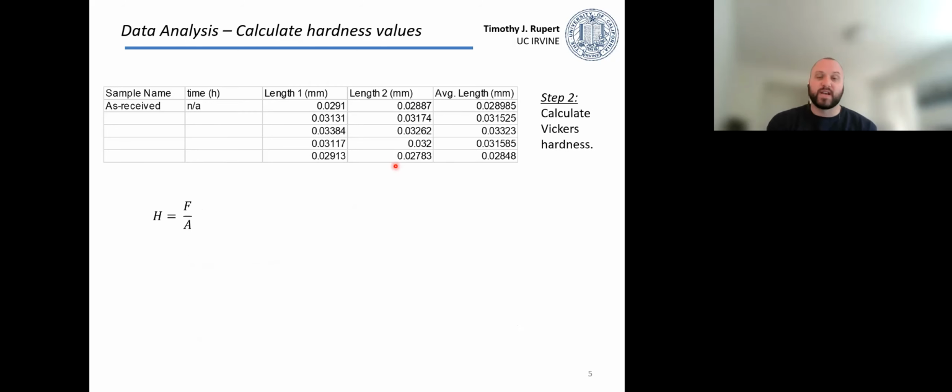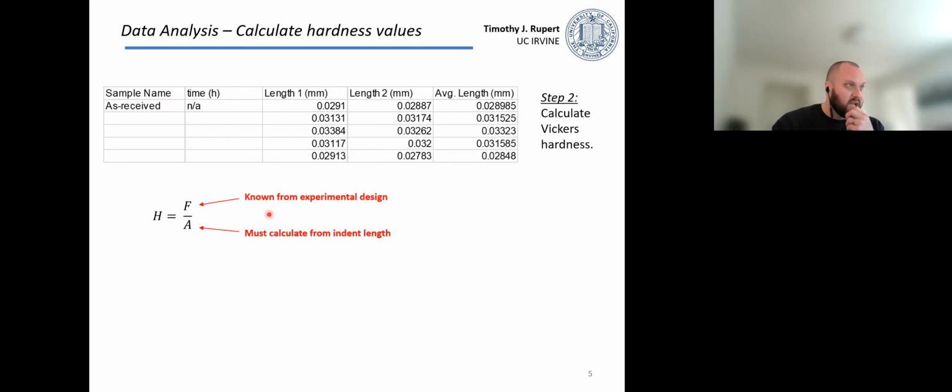All right, so our next step, I'm updating this table. I went from just having these two individual lengths, and now I have the average length shown here in that final column. We're going to use this to calculate our Vickers hardness. Hardness is defined pretty simply. It's just the force that we're applying divided by the contact area. Now that force is known from our experimental design. We said we're going to do these indents at 50 grams force. That area is what we're going to calculate.